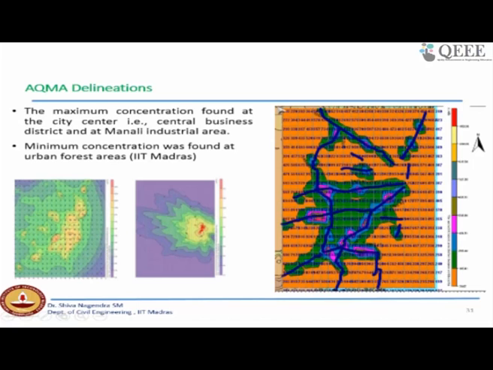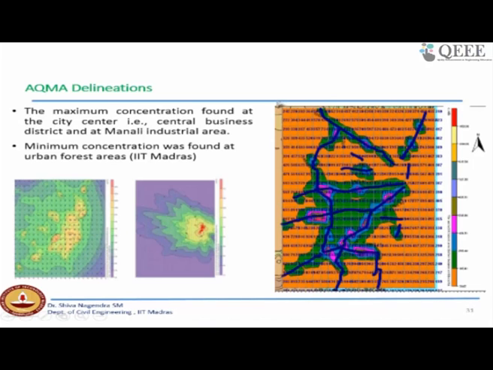Now, I mentioned in the earlier slide that Chennai city, with respect to particulate pollution, has been declared a non-attainment area. It means that in Chennai city, the PM pollution levels are not meeting the national ambient air quality standards. The national ambient air quality standard for PM10 is 100 microgram per meter cube and for PM2.5 is 60 microgram per meter cube. If you do a 24-hour average monitoring, the values of PM10 and PM2.5 are, most of the time, exceeding.